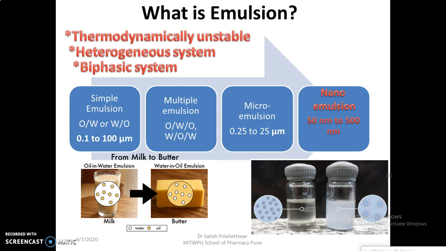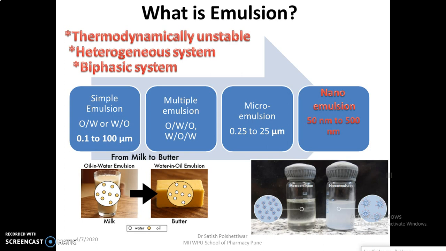It is divided into different types depending on the globule size. Mostly we look at the globule size. Depending on it, emulsions are classified into simple emulsion, which could be oil in water or water in oil, having a globule size of 0.1 to 100 micron. Another type is multiple emulsion, a three-phase system, for example oil in water in oil, where oil is the continuous phase, or water in oil in water, where water is the continuous phase.